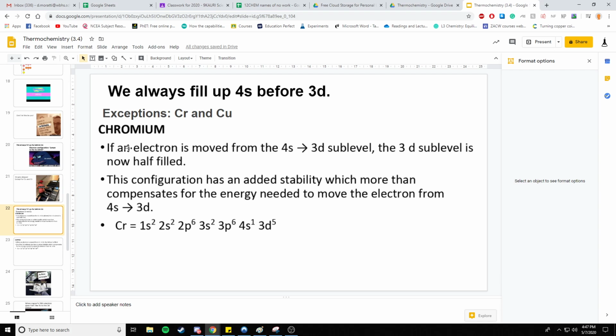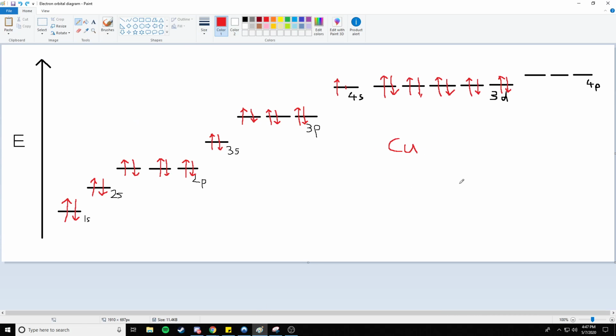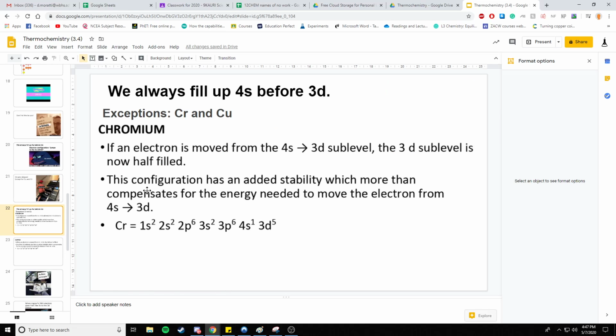Chromium. If an electron is moved from the 4s to the 3D subshell, or sublevel, the 3D sublevel is now half filled. So we saw that happening here. We saw it with our chromium. If it moved one electron from here to here, it is now half filled, and that is stable. So that's what chromium does. If you can note that down in your books.